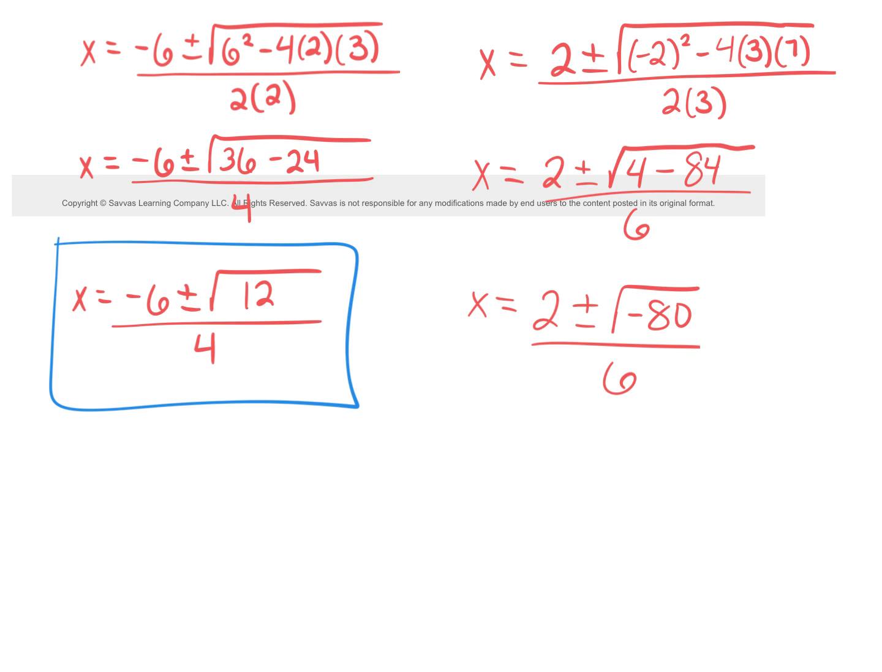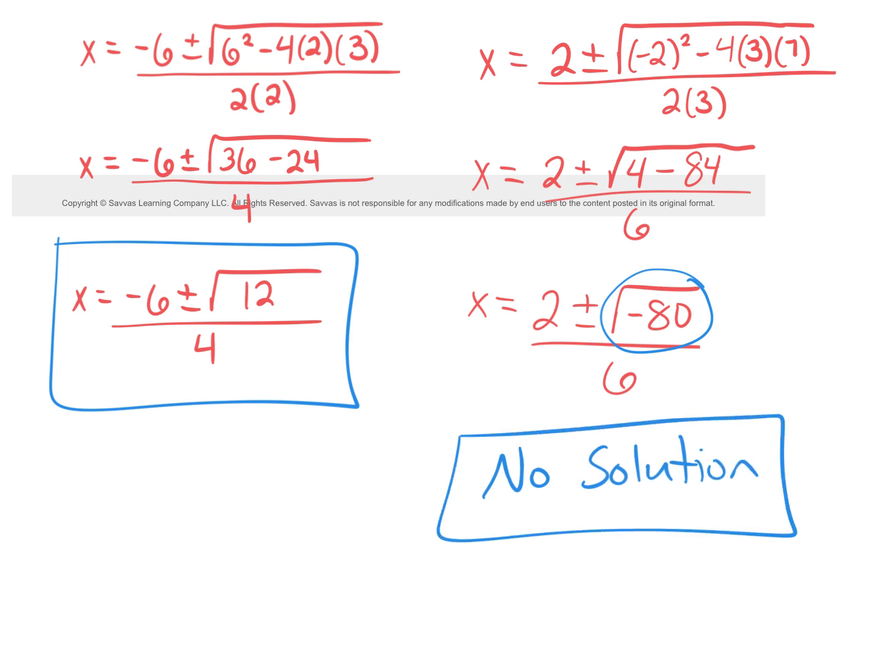Is this my answer? Technically it is an i answer, but what's wrong with that square root? There's a negative. Automatic no solution. Remember, if we get a negative in the square root, we can't do that, so it is an automatic no solution.